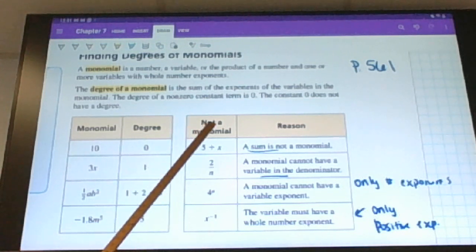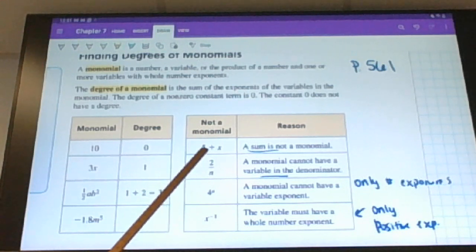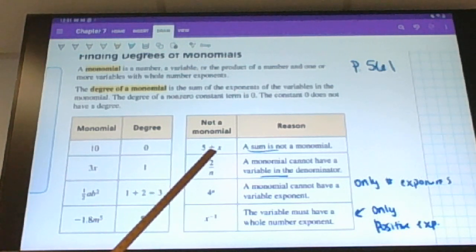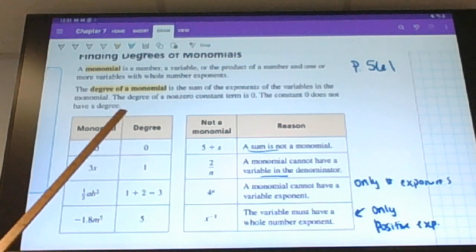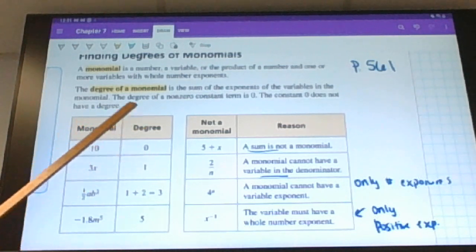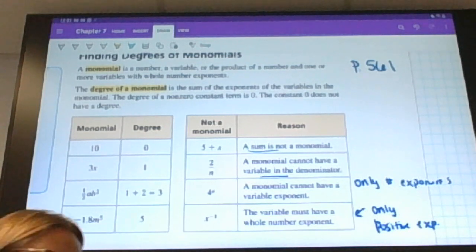Let's look at some nots. This one's not. It's got the plus sign in the middle. This one's called a binomial, 2 terms. This one's not. The variable is in the denominator. That's a rule breaker. That one you would not call a monomial. This one's not. The exponent's a letter. Has to be a number exponent. And this one's not because the exponent's negative. Okay? You're going to have a couple of questions in your assignment, and it's all about, is this a monomial, yes or no? Refer back to these examples.